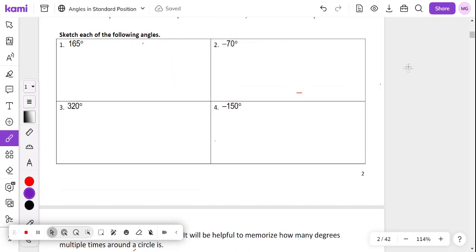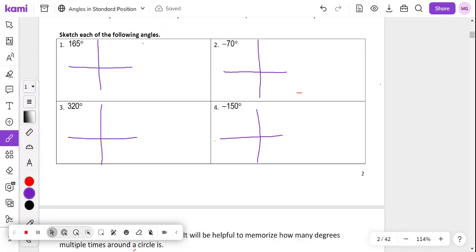Those 90 degrees are going to be good reference points for us. So let's see if we can sketch these angles and figure out approximately where they would land. So give yourself 4 coordinate planes. And for each of these, of course, the initial side is going to start here. Okay, and again, the vertex is at the origin.